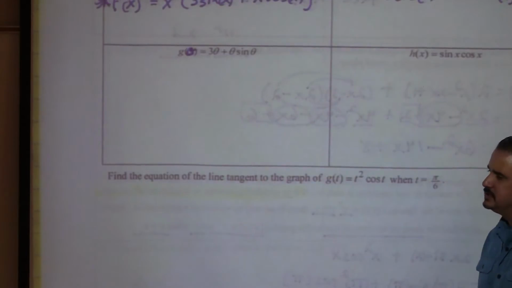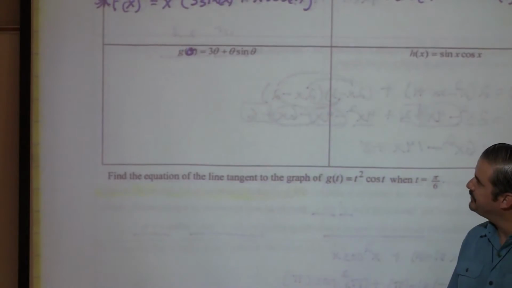Let's try this next one, okay? And I made a mistake here. I put an x, so change that to a theta. That's g of theta equals 3 theta plus theta times sine theta. So what are we gonna do here?